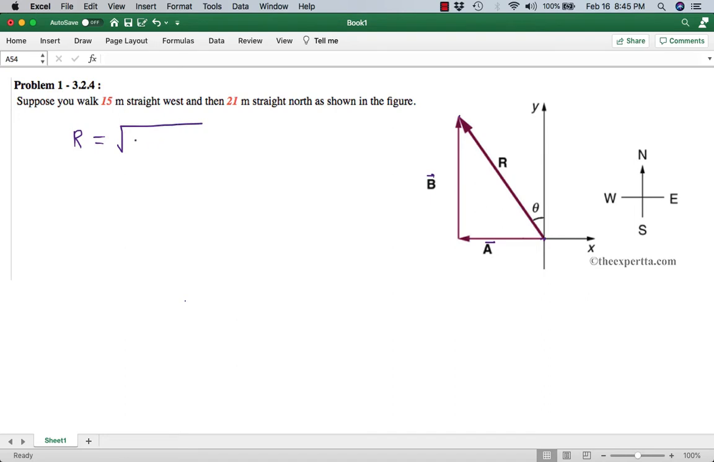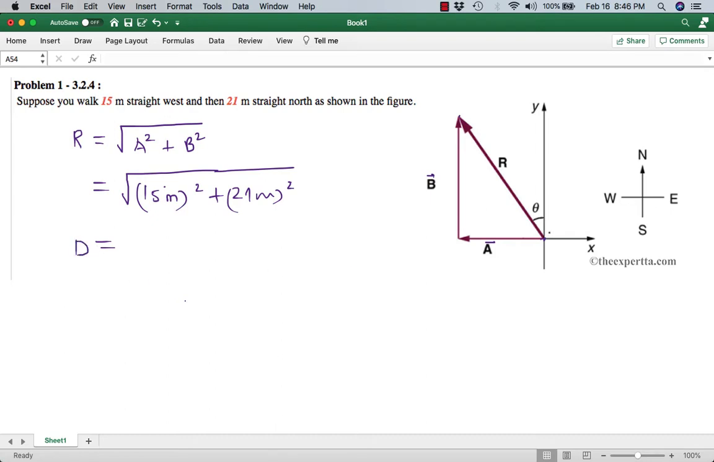of the first vector squared plus second vector squared. This works only when the two vectors or two components are perpendicular to each other. Okay, if the two vectors are not perpendicular, then we cannot do that. So a squared is 15 squared, and then b squared is 21 meters squared. Okay, so that gives us the resultant vector. This will give us the net displacement, the magnitude.